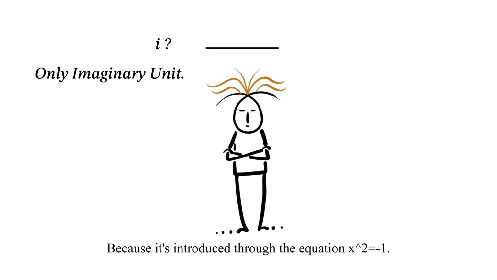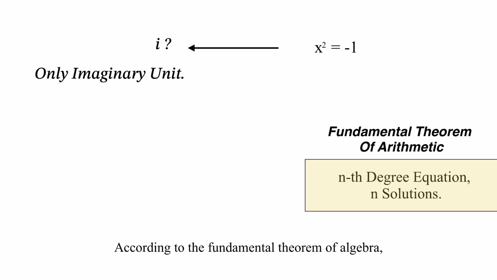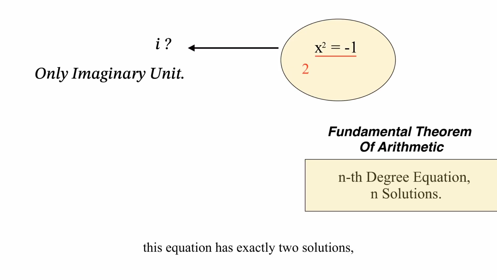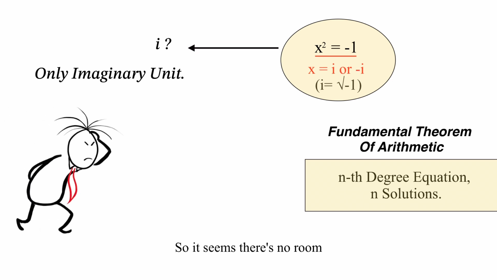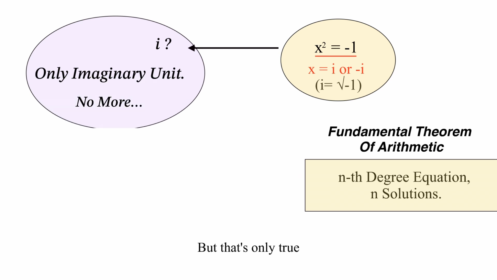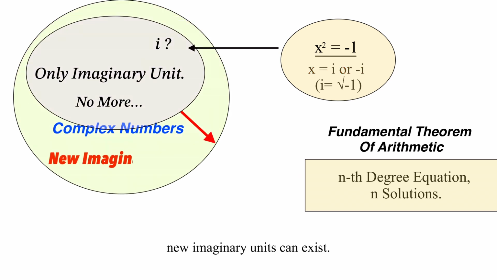Why? Because it's introduced through the equation x squared equals minus 1. According to the fundamental theorem of algebra, this equation has exactly two solutions, I and minus I. So it seems there's no room for any other imaginary unit. But that's only true inside the complex numbers. Once we move beyond them, new imaginary units can exist.